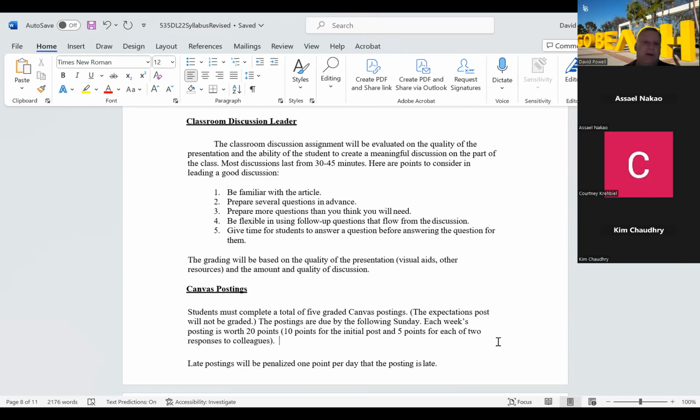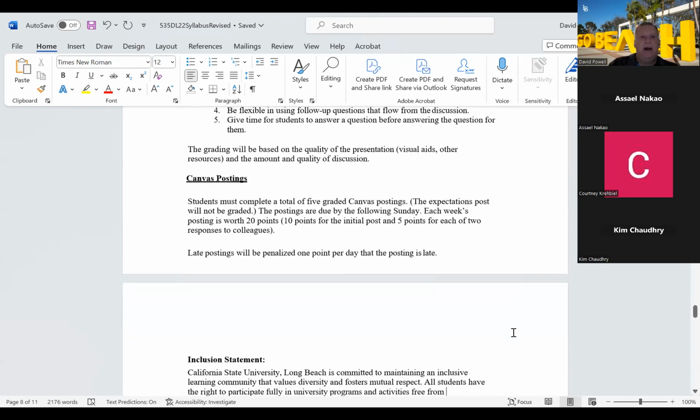It's not really a presentation, so I don't grade on quality of visual aids or anything like that. You don't have to worry about doing that. I am really grading this based upon the quality of the discussion. So if you want to use PowerPoint slides, that's fine. If you don't, that's fine as well. You won't lose any points by not using them. I just want to see you engage your classmates in the discussion.